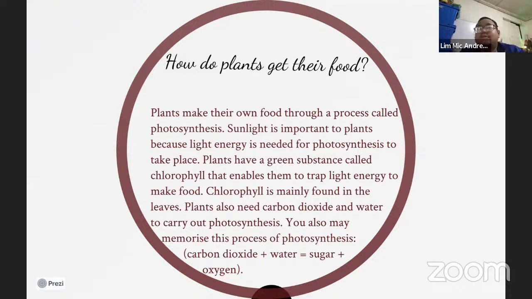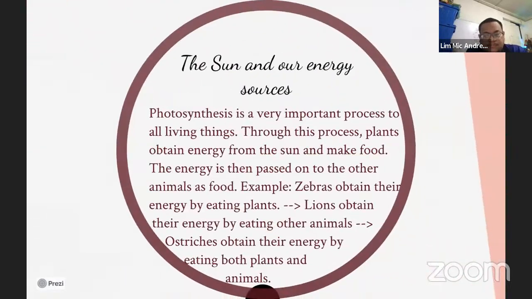So all the sources of energy actually come from the sun. The sun gives out light energy to the plant to make food to survive, then the animal eats the plant, then we eat the animal. So this is how the energy transfers from one end to another. Therefore, photosynthesis is very important for all living things, because they all obtain food from the plant, and the plant obtains energy from the sun. So the energy is passed down to other animals as food.